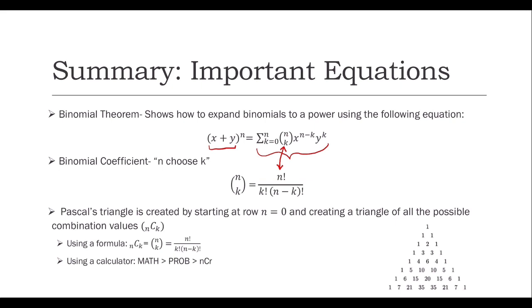Then we also have Pascal's triangle, which is created by starting at row n equals 0 and going up by 1 with each row and creating a triangle of all the possible combination values, n choose k. So here's the formula for n choose k, which is the same as the binomial coefficient. And then using a calculator, it's math probability n choose r. So this r is the same as k. You can use whatever variable you want to, as long as you keep it consistent in your equations.